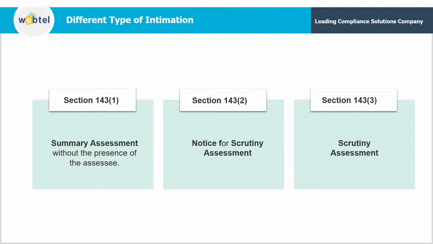First, section 143(1), which is related to a summary assessment without the presence of the assessee, or we can say it is issued as a summary assessment without calling the assessee. Second, section 143(2), which is related to the notice for scrutiny assessment. This is issued to ensure that the taxpayer has not concealed any income, or has not shown excessive loss or paid lower taxes. Third is section 143(3), which is related to the scrutiny assessment. After the final notice for the scrutiny, a final scrutiny assessment will be done by the income tax department.